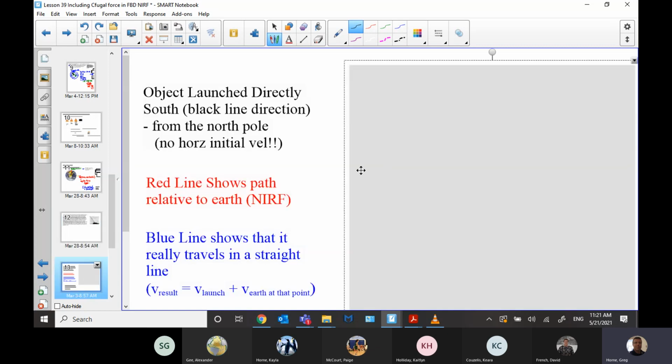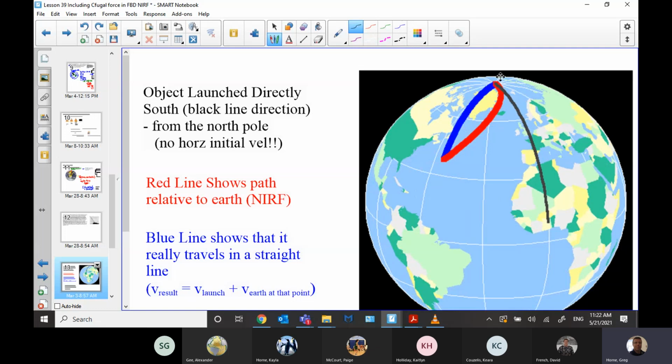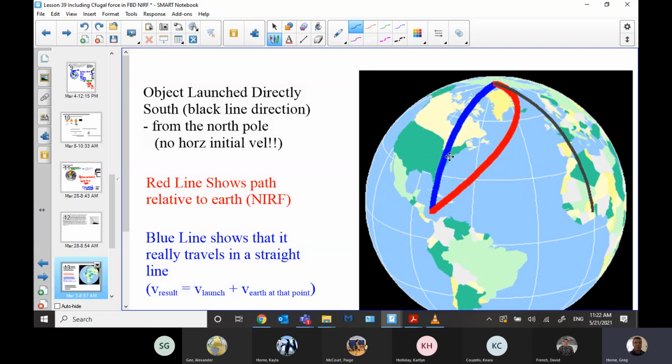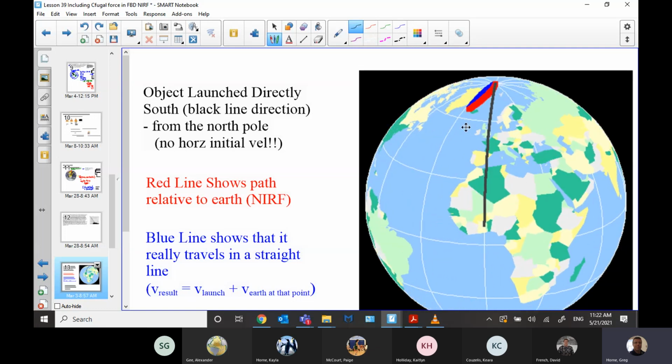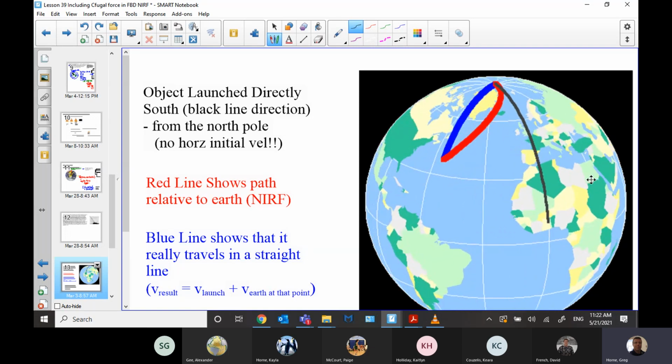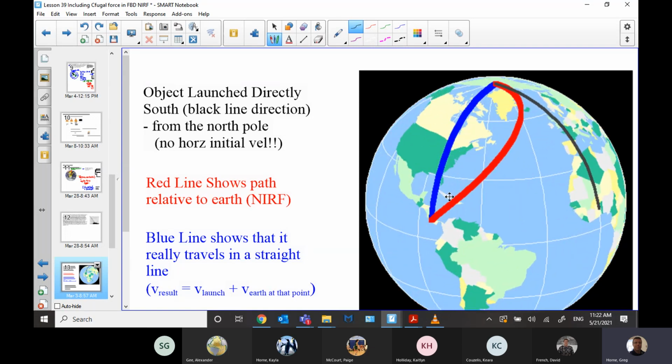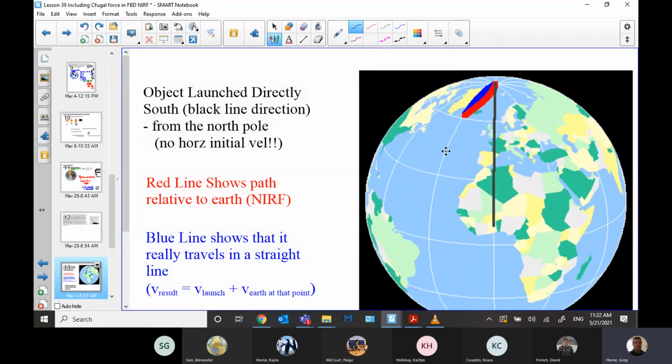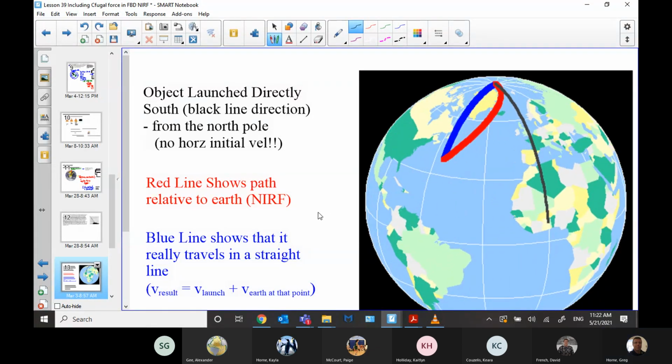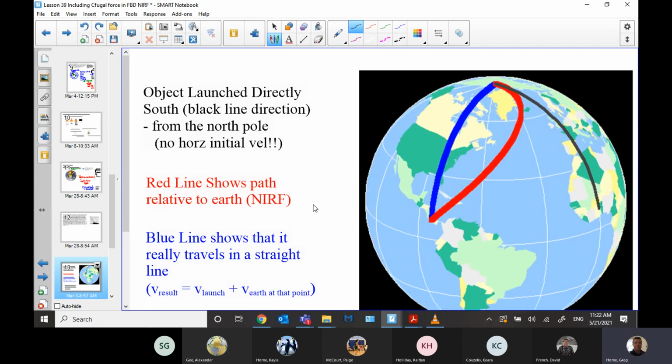Kind of neat. In this little applet, the red line shows the curved path relative to that non-inertial reference frame. The blue line shows what it's really traveling. So we have an object launched directly south from the North Pole. It's going directly south, but at the same time, the Earth curves out from underneath it, making it appear to go towards the west. So the red line, that curving towards the west, is the path that it would appear to go.